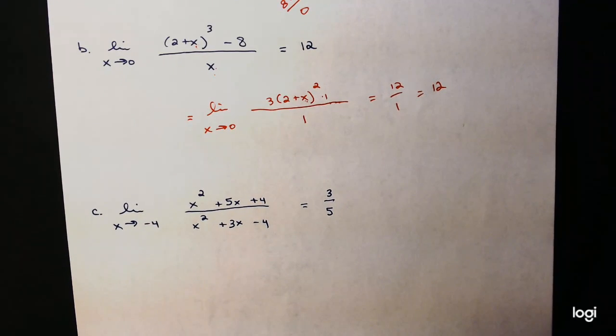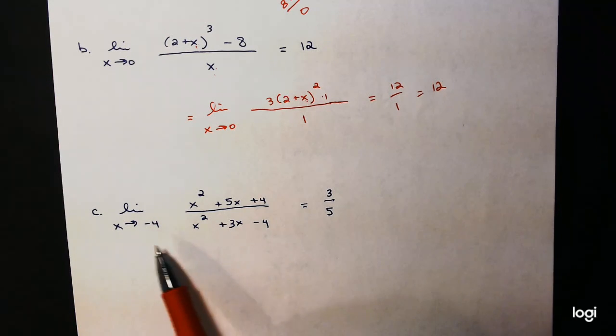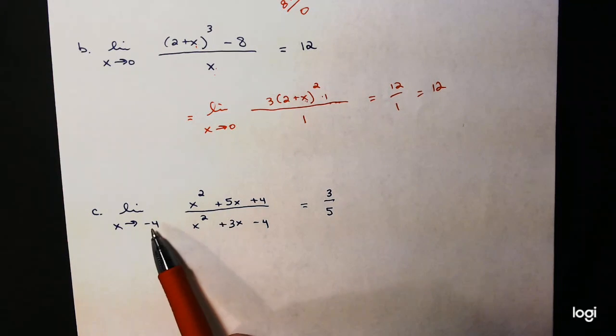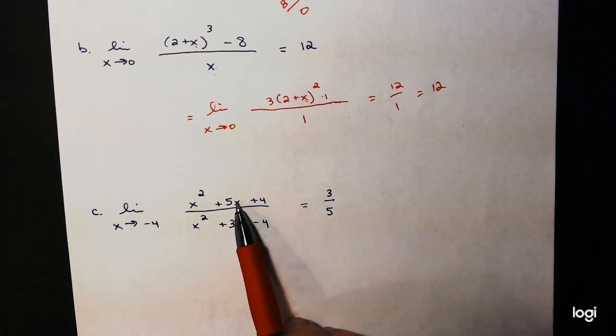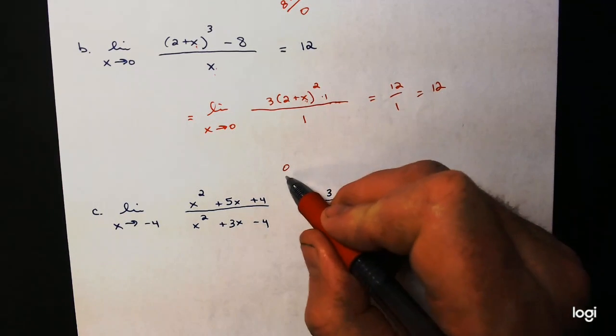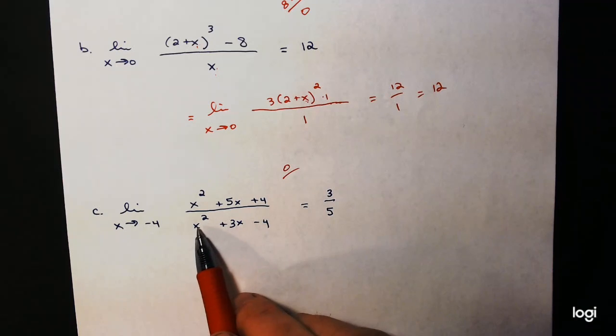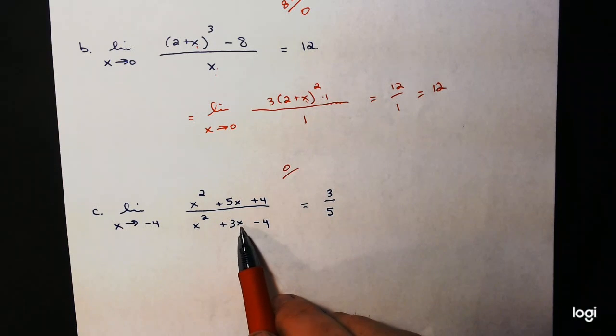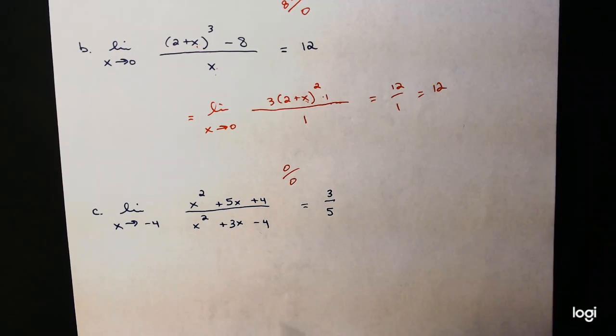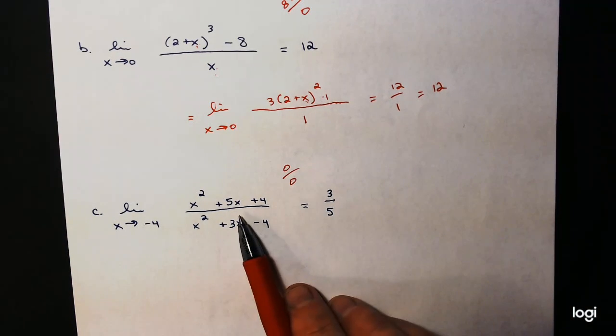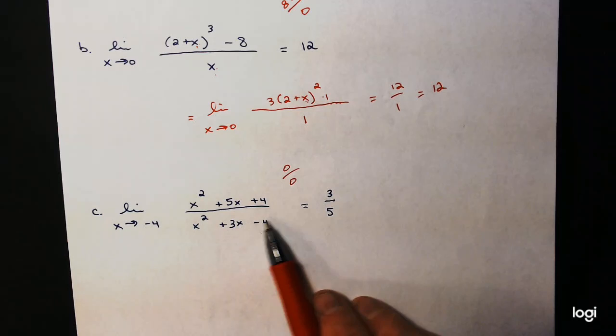Next one. The beginning of the school year, well, first of all, let's plug in negative 4. 16 minus 20, negative 4. Negative 4 plus 4 is 0. Plug in a negative 4 here. 16 minus 12 is 4 minus 4, 0. So notice, indeterminate. At the beginning of the year, we factored, simplified, and solved.